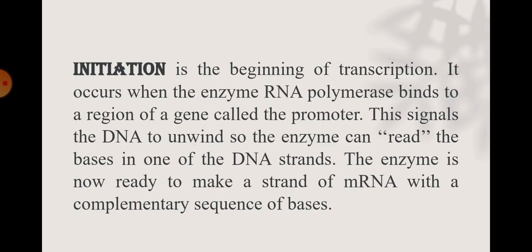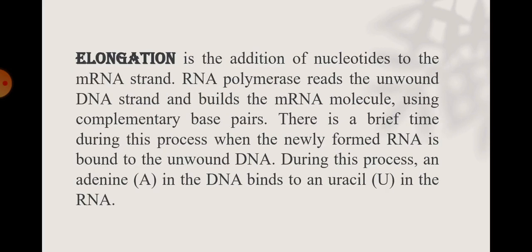The first is initiation. It's the beginning of transcription. It occurs when the enzyme RNA polymerase binds to a region of a gene called the promoter. This signals the DNA to unwind so the enzyme can read the bases in one of the DNA strands. The enzyme is now ready to make a strand of mRNA with a complementary sequence of bases.